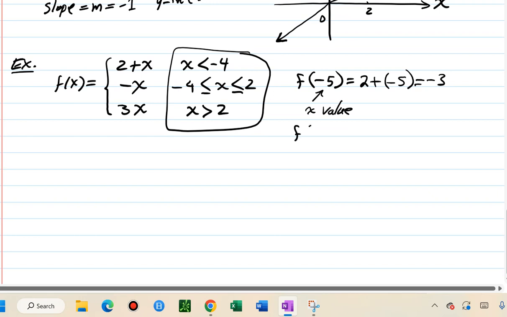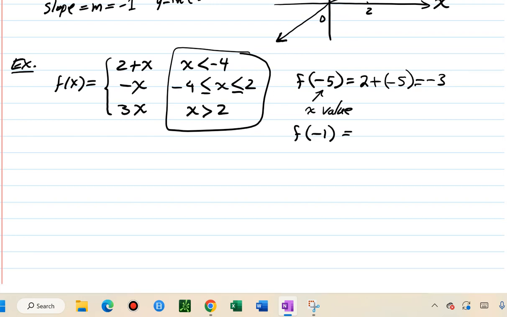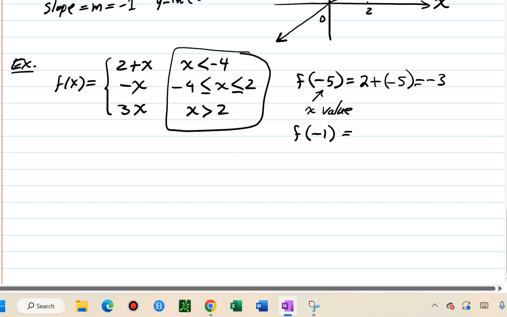Let's do, for instance, f at negative 1 now. Well, same thing, and we're going to run it through here. And only one of these, by the way, these domain values are distinct. They're non-overlapping. We call these mutually exclusive segments on the number line. So negative 1, is it bigger than 2? No. So it's not going to fit in there. Is it between negative 4 and 2?